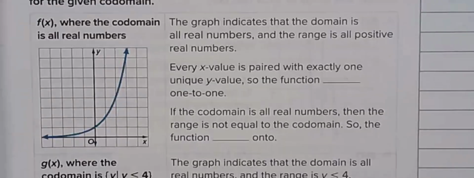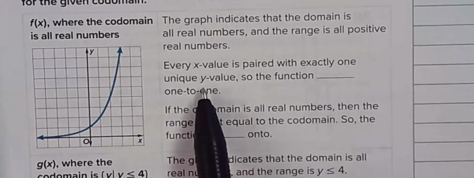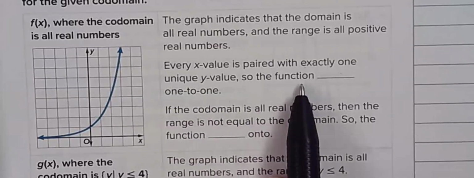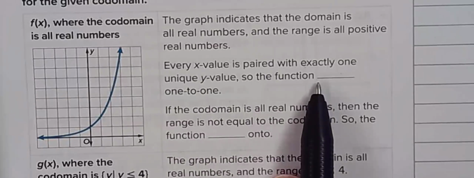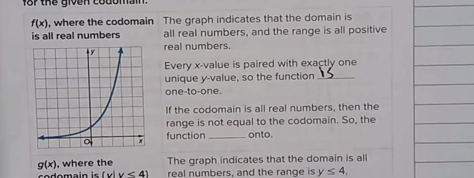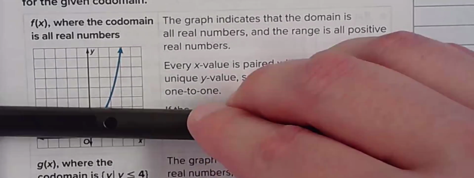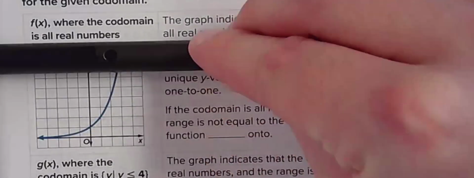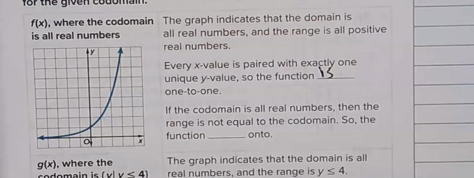Every x value is paired with exactly one unique y value, so the function is 1-to-1. And if you want to, you can just take a pencil or a pen and lay it over using the horizontal line test. As long as you're not covering more than 1 point at the same time, it's 1-to-1. So it is 1-to-1 because the horizontal line will never intersect that graph in more than one place.